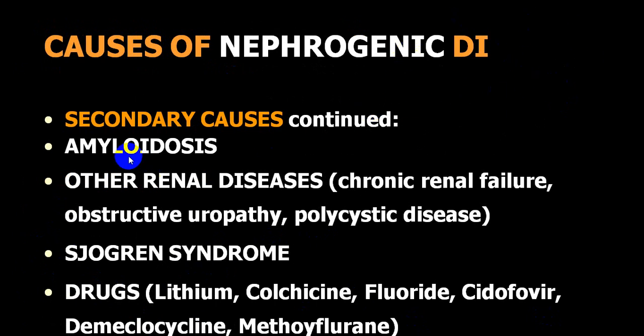Rare conditions include amyloidosis, chronic renal failure, obstructive uropathy, polycystic kidney, Sjogren syndrome, and drugs like lithium, colchicine, fluoride, cidofovir, demeclocycline, methoxyflurane, etc. These are all the different drugs. Out of these, lithium is very common and colchicine is another one. They are quite common. And demeclocycline will also produce it.